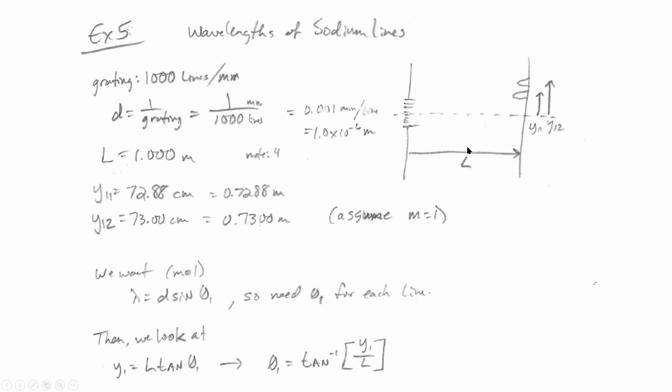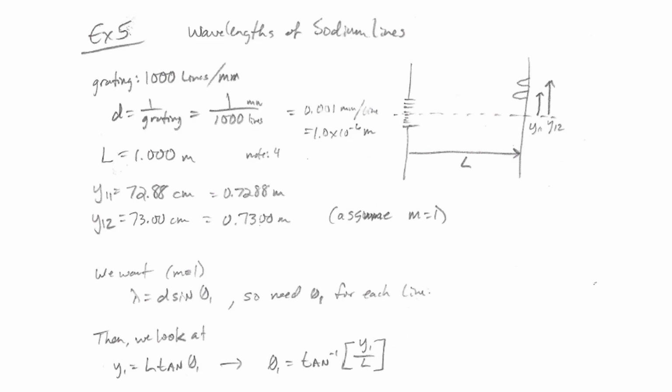Notice in the sketch I've got this drawn. You've got your length L going from the diffraction grating over to the screen. The screen central maximum is the dashed lines. And what I've indicated is Y sub 1, that's the first order fringe. We're going to assume M equals 1 in this case. The first order fringe is at 72.88 centimeters, converted to meters.